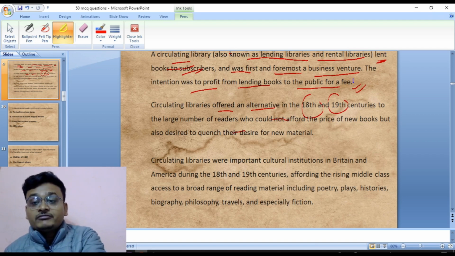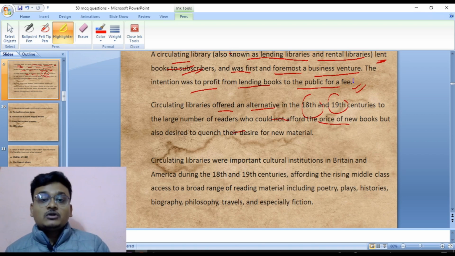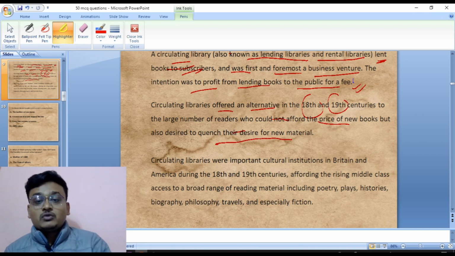Circulating libraries offered an alternative in the 18th and 19th centuries to the large number of readers who couldn't afford the price of new books, but also desired to quench their desire for new material. They had the wish and the desire to read, but they had no money, so they could not afford to buy books.